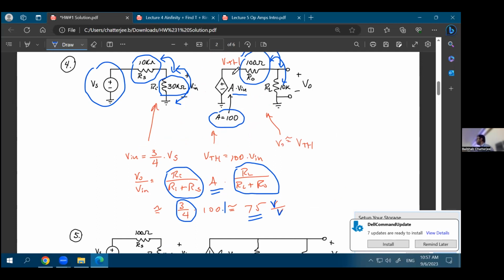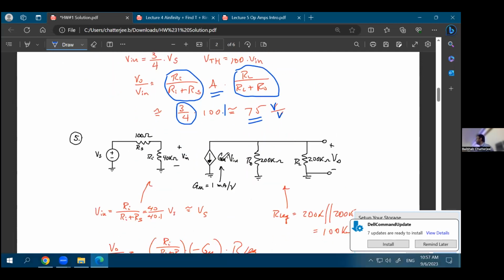Your input is a voltage, output is a voltage. For this model, it's a voltage controlled current source. Your input is a voltage. So input is still a voltage which is developed across these two terminals, the input terminals of the amplifier. But the output is a current. And what is this GM? GM is a transconductance. So why transconductance?